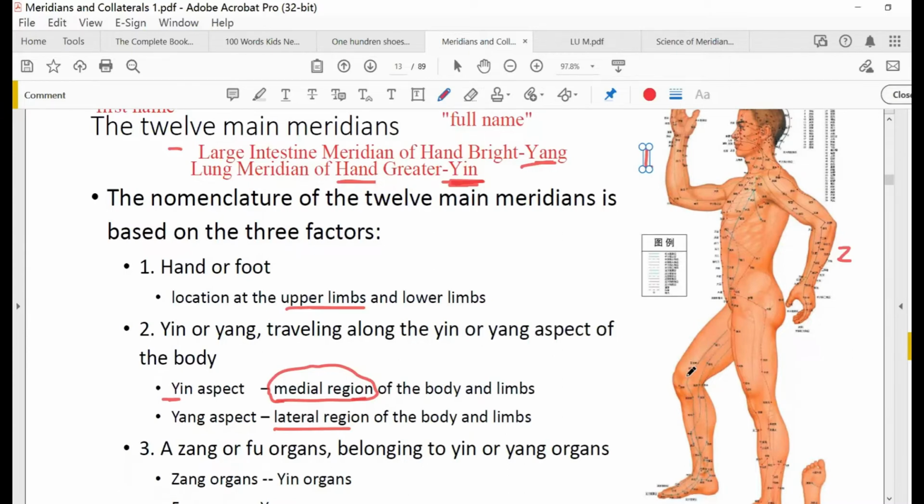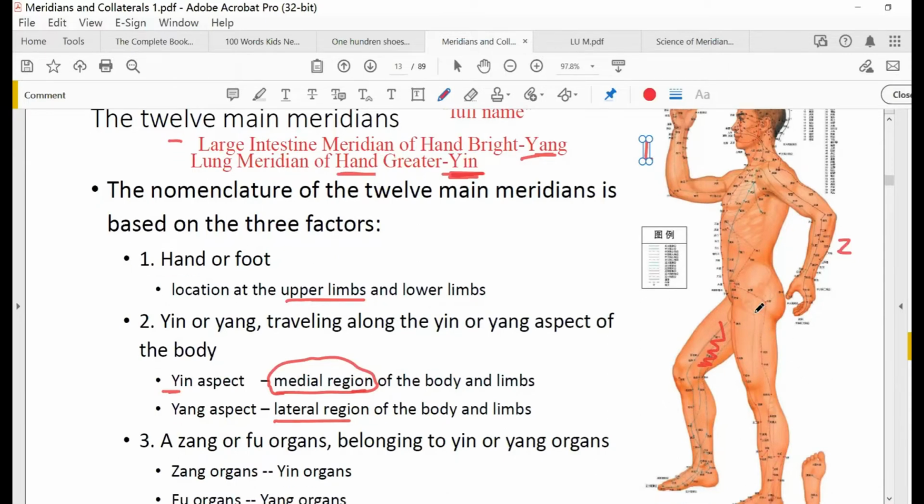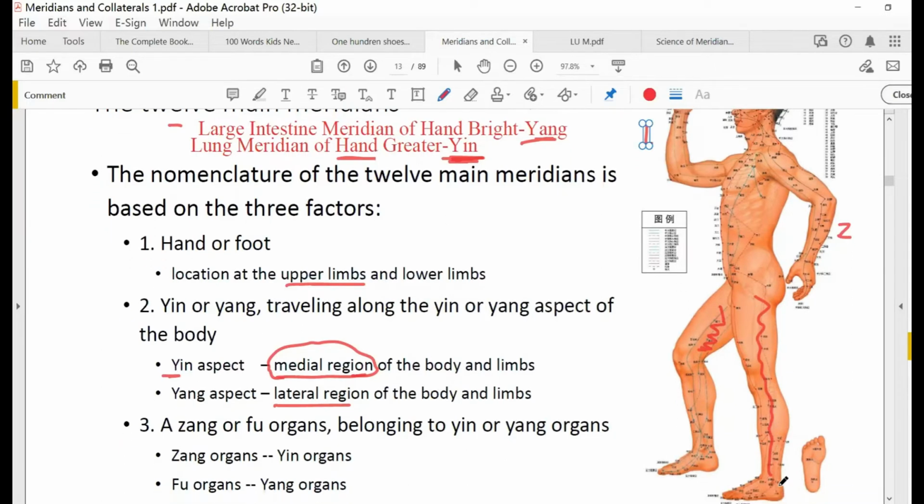For the lower limb, it's the same, right? This part will not face the sun. And this part, the lateral part, that's the yang part, always faces the sun. So the lateral part is the yang region. And the medial is the yin region.